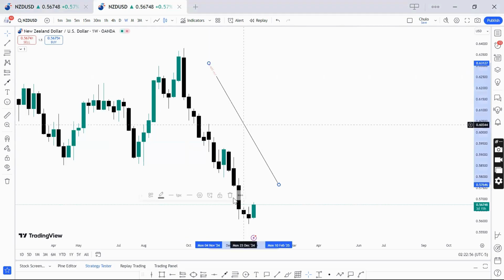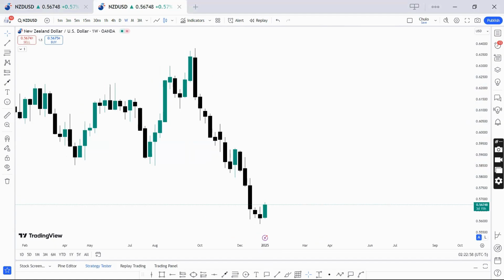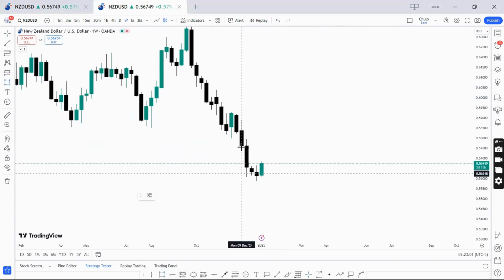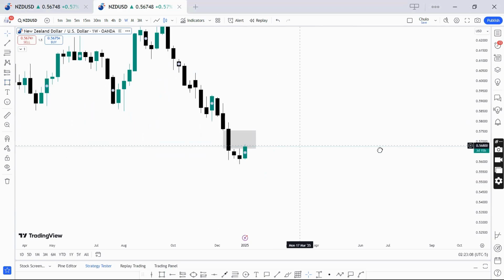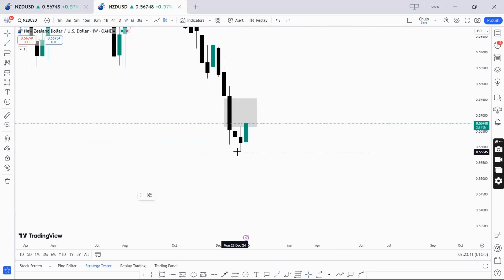Now we have this gap here. So where should be our next draw on liquidity? Expecting price to come for this external range liquidity here.